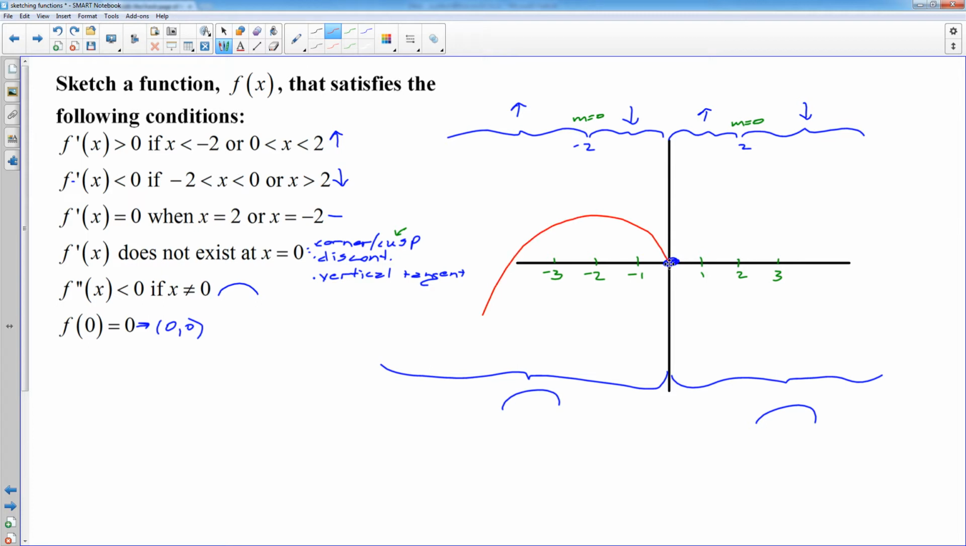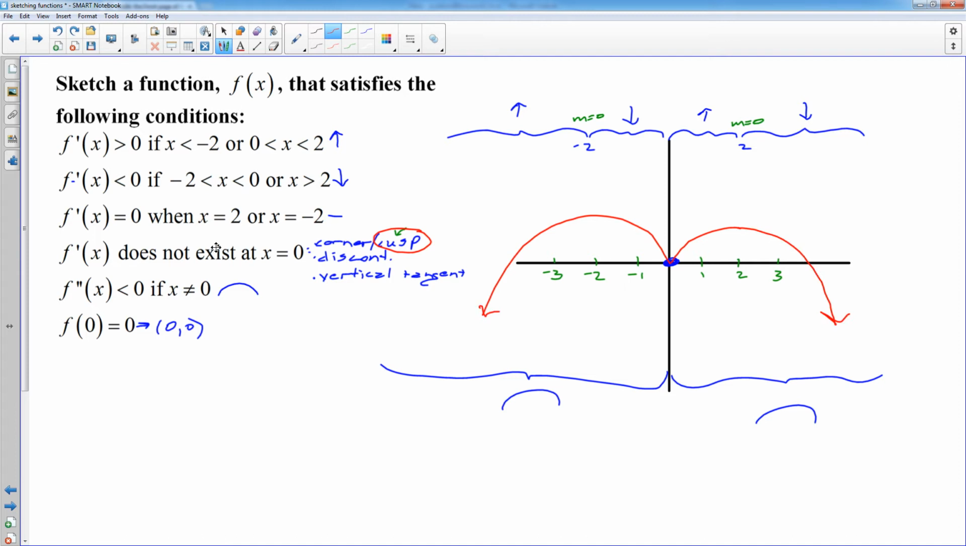I need to hit the origin because I was told to hit the ordered pair 0, 0. Then I swap to increasing, and right now I'm going to go with the cusp option, because if I go to increasing while remaining my concave down shape, that's going to give me that cusp. I need to have a 0 slope at 2, and then I need to decrease while being concave down.